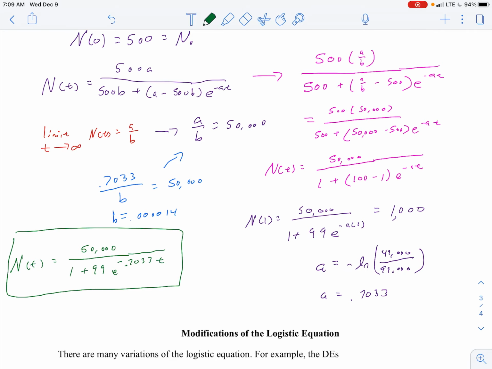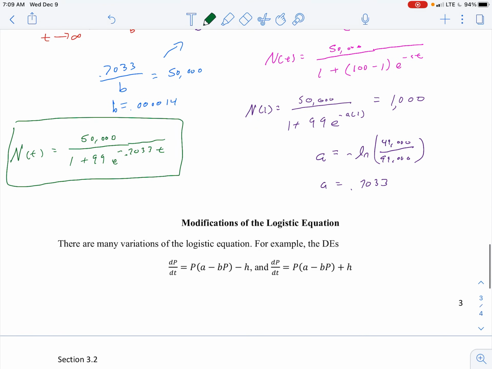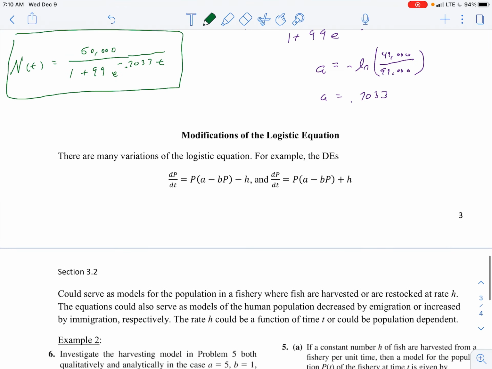Alright, one last thing before we finish this page is modifications to the logistic equation. There are many variations of the logistic equation. For example, the differential equation is dp over dt is equal to p times a minus bp. So there you see the logistic equation part, but then you have a minus h or a plus h. That minus h or plus h is when we're either adding to the population or subtracting from the population.